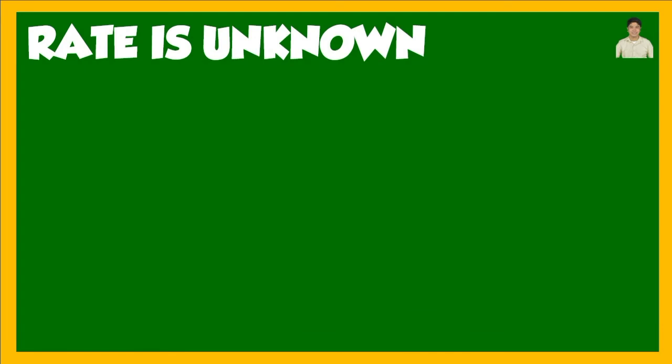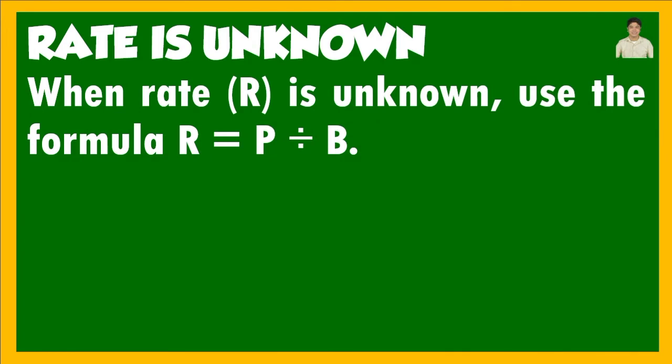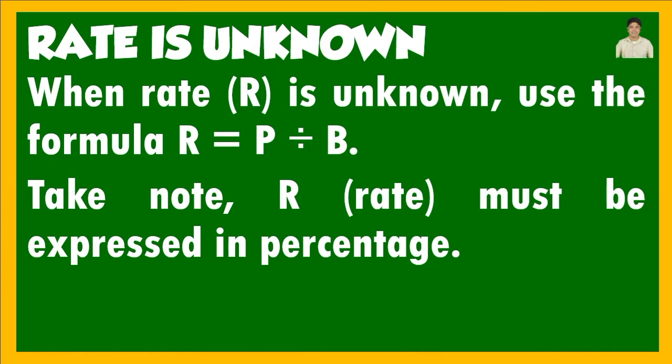So, what about if rate is unknown? So, R. So when rate or R is unknown, use the formula R is equal to P divided by B. That is percentage divided by the base. So yung part, i-divide natin siya sa whole. Take note, R rate must be expressed in percentage. So syempre, ang makukuha po nating answer dyan mamaya is in decimal form. So paano natin express yung answer natin in percentage form? Just simply multiply the answer by 100 or just simply move 2 decimal places to the right.